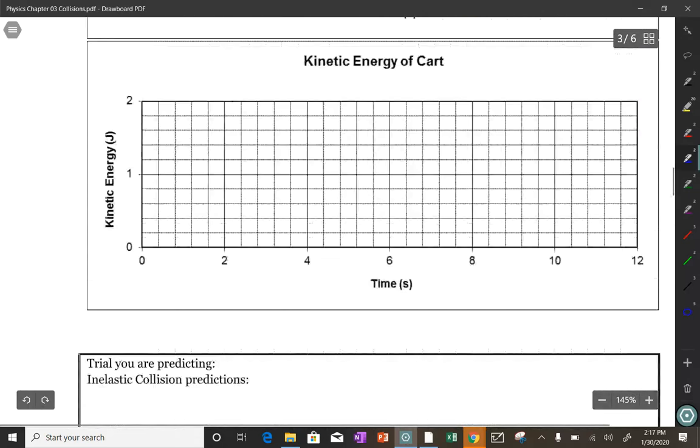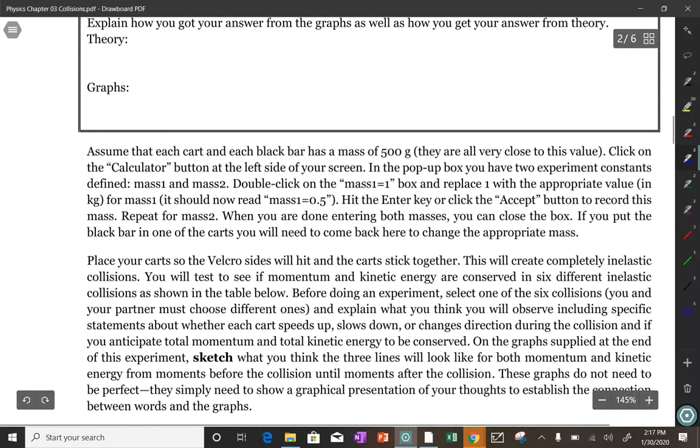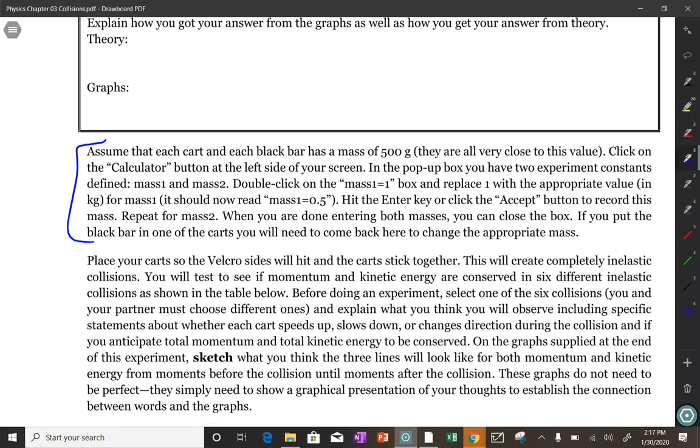Okay, so I'm doing first number 5. Number 5 is unequal mass, carts approaching at similar speeds. So the first thing I need to do is to set my masses. So here we have how we set the masses. Now I'm using unequal masses, so I'm going to put this bar in the cart that is on your left. The cart that's on your left, because that's the one going into passport 1, that's cart 1. So I'm going to put that in here. So my cart 1 has a mass of 1 kilogram, because remember, the cart is a half kilogram, the bar is a half kilogram.